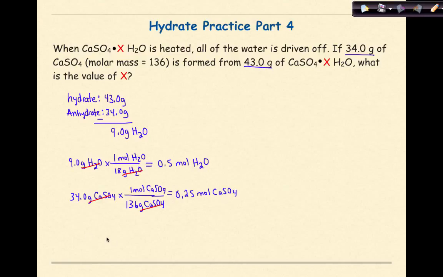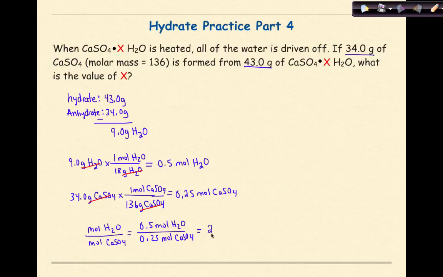CaSO4. Finally, my last step is to take the moles of the water and divide that by the moles of my salt, which again in this case is CaSO4. So the moles of water is 0.5 moles of H2O. I'm going to divide that by 0.25 moles of CaSO4. And when I do this calculation, I find my answer to be 2.